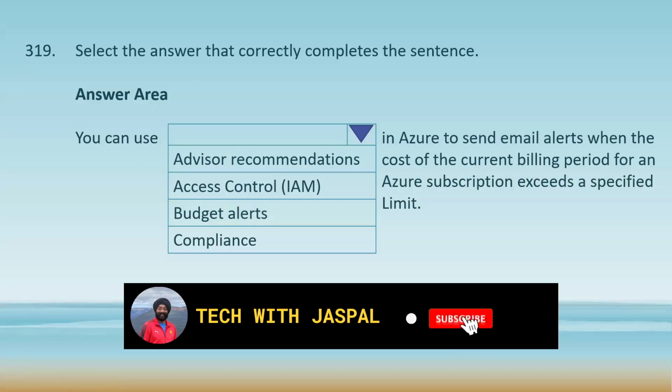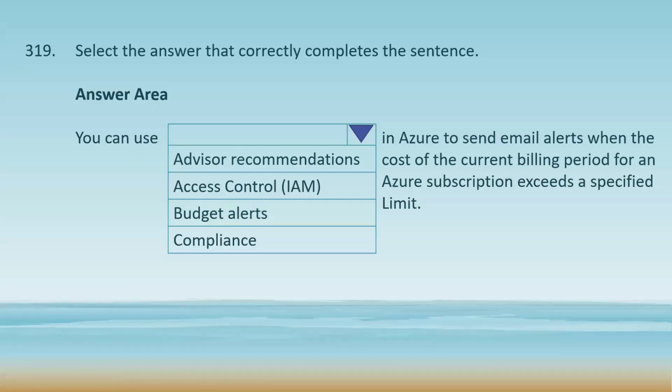You can use, and your options are advisor recommendations, access control IAM, budget alerts, compliance, in Azure, to send email alerts when the cost of the current billing period for an Azure subscription exceeds a specified limit. And friends, the correct answer here is budget alerts. You can use budget alerts in Azure to send email alerts when the cost of the current billing period for an Azure subscription exceeds a specified limit.